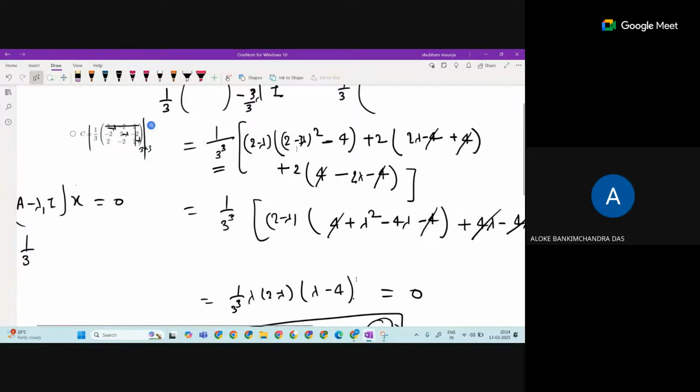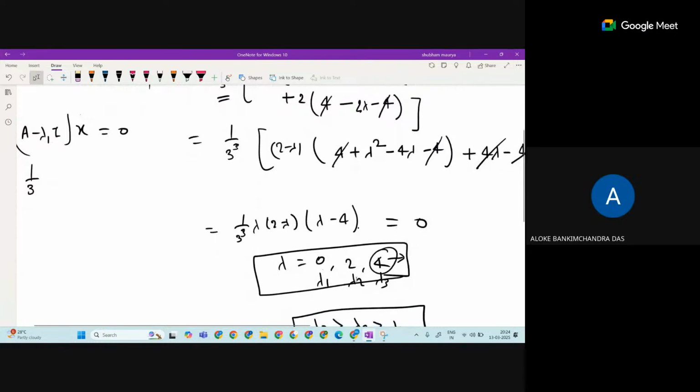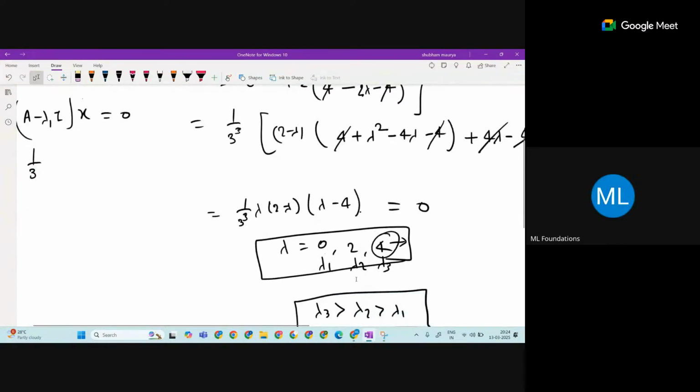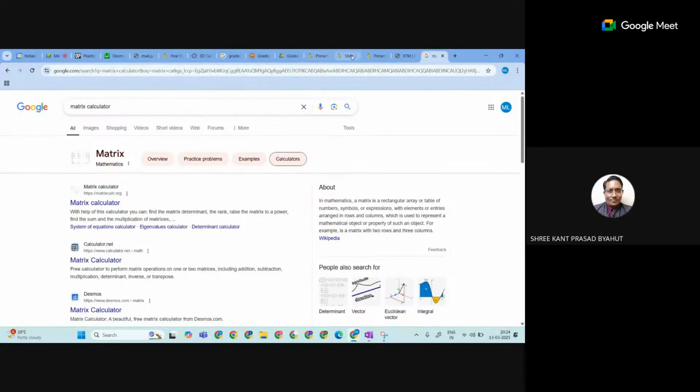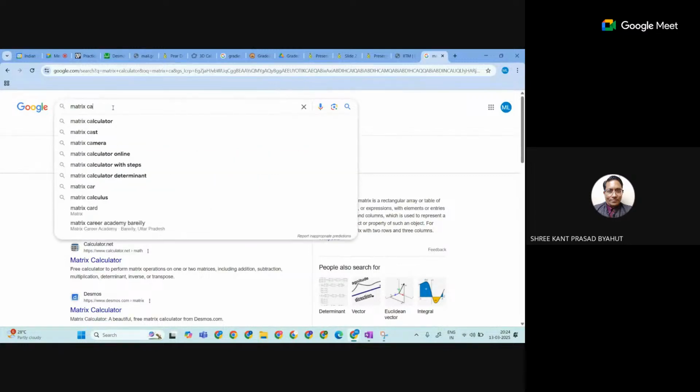Sir, actually, I'm getting lambda as 0, 0, and 2. 4 is not coming, no? I made a mistake, actually. Just a second. It is safer to take the complete matrix elements without taking the common factor outside.